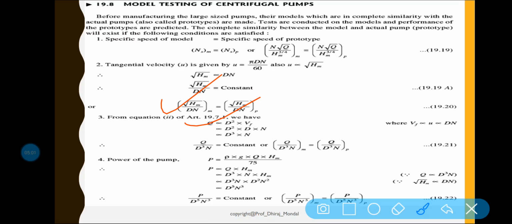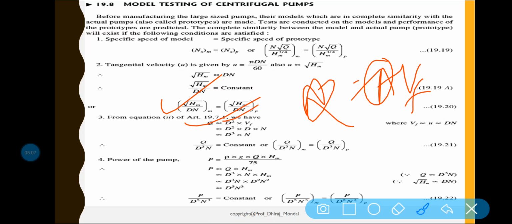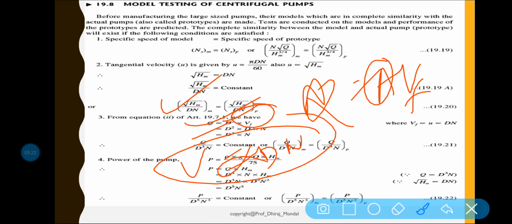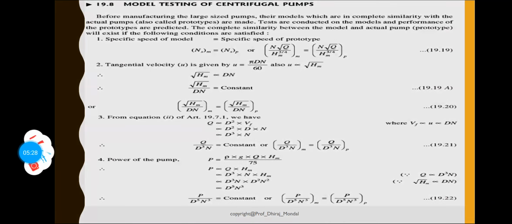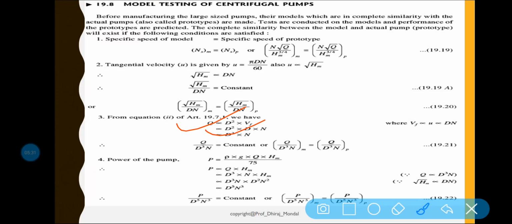Again we know that Q is equal to area into velocity, and area is equal to pi by 4 D square. So Q is proportional to D square into Vf. Vf is proportional to u, and u is proportional to D N. So ultimately Vf is proportional to D N, so Q is proportional to D cube N. So Q by N D cube is equal to constant. So Q by N D cube for model is equal to Q by N D cube for prototype.